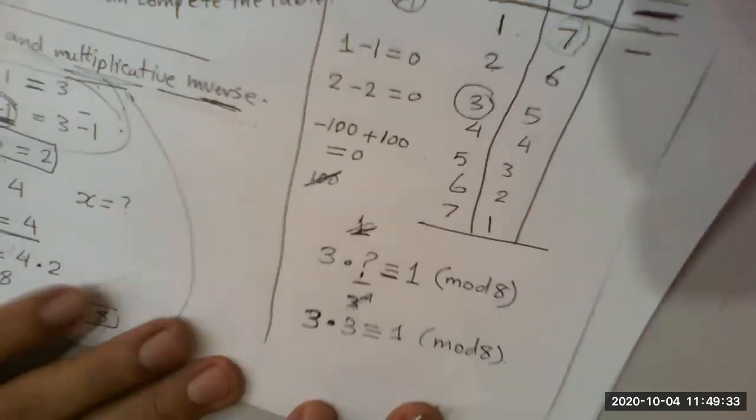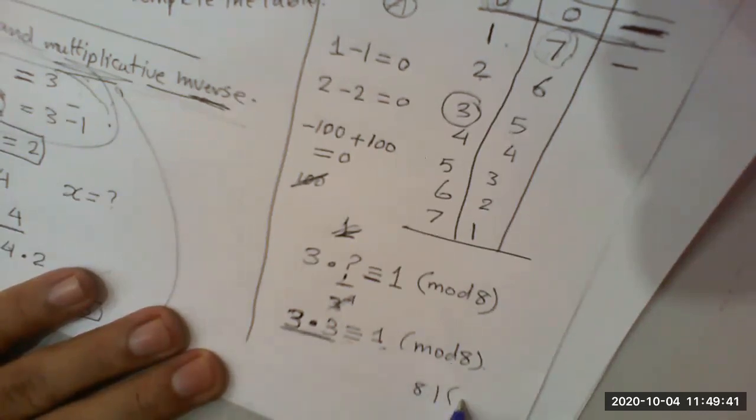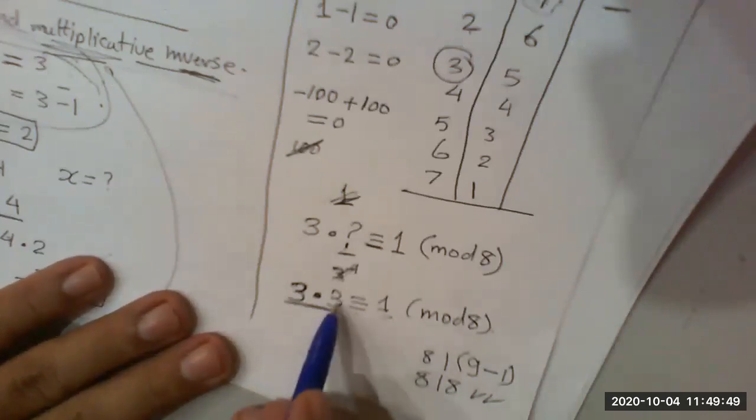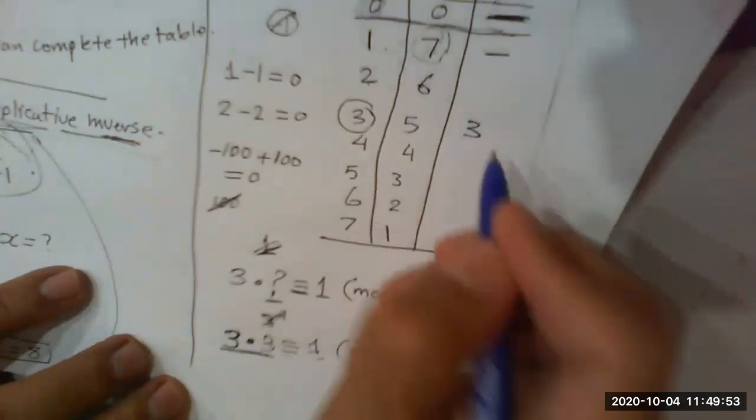Okay, 3 by 3 is congruent with 1 mod 8. This means that 8 divides 3 by 3, which is 9, minus 1. 8 divides 8. This is correct. So this is the correct answer, which is 3. So the multiplicative inverse of 3 is 3.